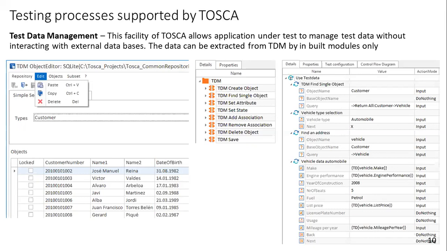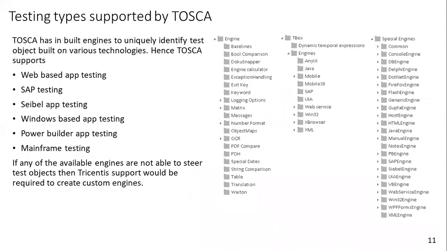Okay, so they have given these standard modules: TDM, create object, find single object, set attribute. Using these modules only, you can manage the data within the TDM. Okay, this is for the test data management. Now, how does Tosca identify various types of applications?